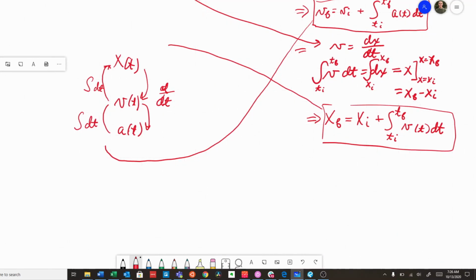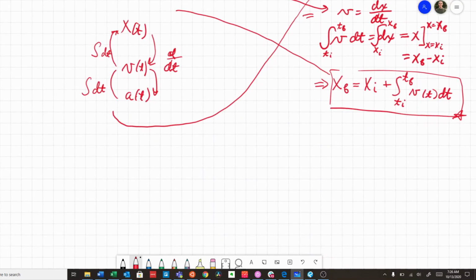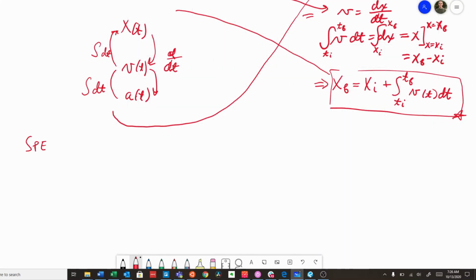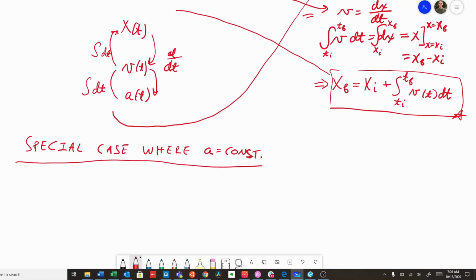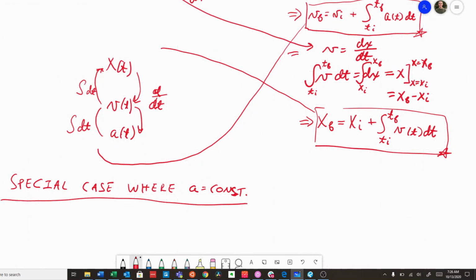Okay, now, these things that I have mentioned here are always true. Okay, this is always true. This is always true. Now let's use the special case, where acceleration is constant. If acceleration is constant in time, then what happens? What is the consequence of that for these two functions that we've included over here?